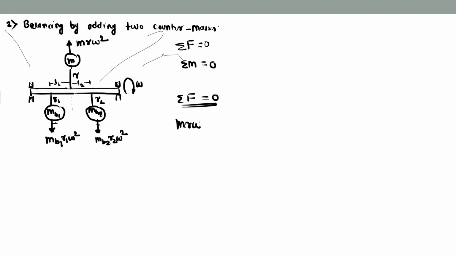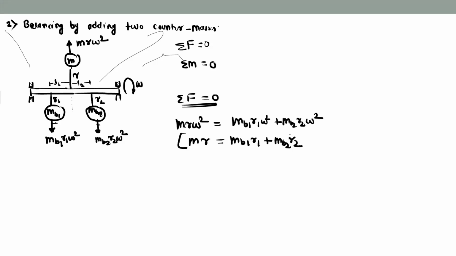So summation of forces: m r omega square must be equal to mb1 r1 omega square plus mb2 r2 omega square. Omega is the same, so we can write m r equals mb1 r1 plus mb2 r2. So this is one condition.